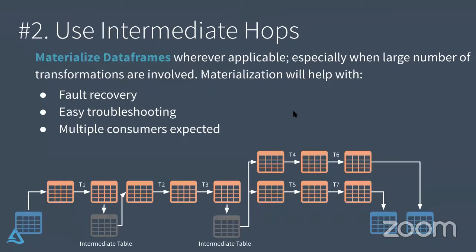And sometimes you have an issue where you don't know if the data is partitioned correctly or you're running into skews or whatever else. In that case, you put the intermediate table even earlier up, and that's perfectly fine. So the context, again, from a standpoint of fault recovery, multiple consumers being expected, and easy troubleshooting: go ahead and use the intermediate hops.